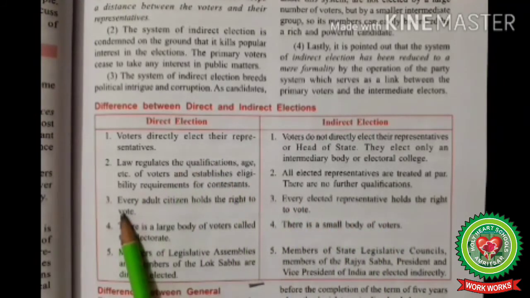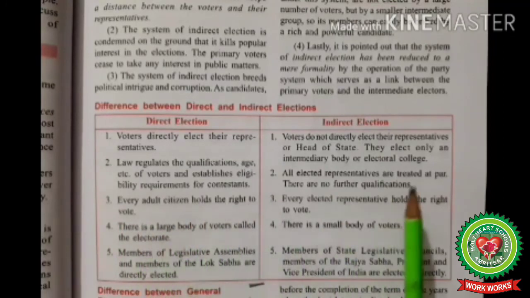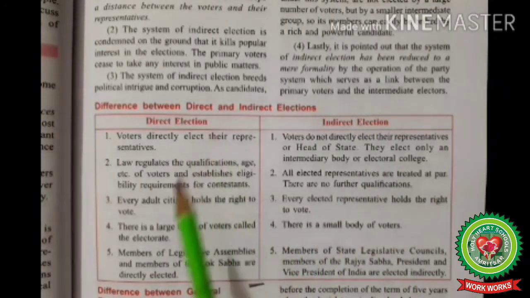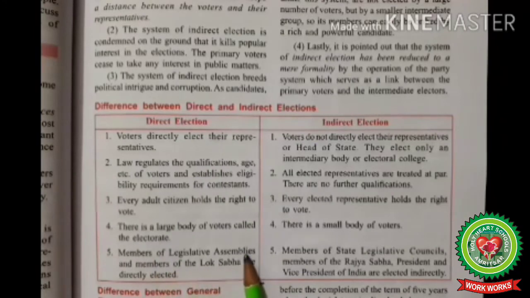In direct election, every adult citizen holds the right to vote. In indirect election, every elected representative holds the right to vote. In direct election, there is a large body of voters called the electorate. In indirect election, there is a small body of voters. In direct election, members of legislative assemblies and members of Lok Sabha are directly elected. In indirect elections, members of state legislative council, members of Rajya Sabha, president and vice president of India are elected indirectly, as we have discussed.